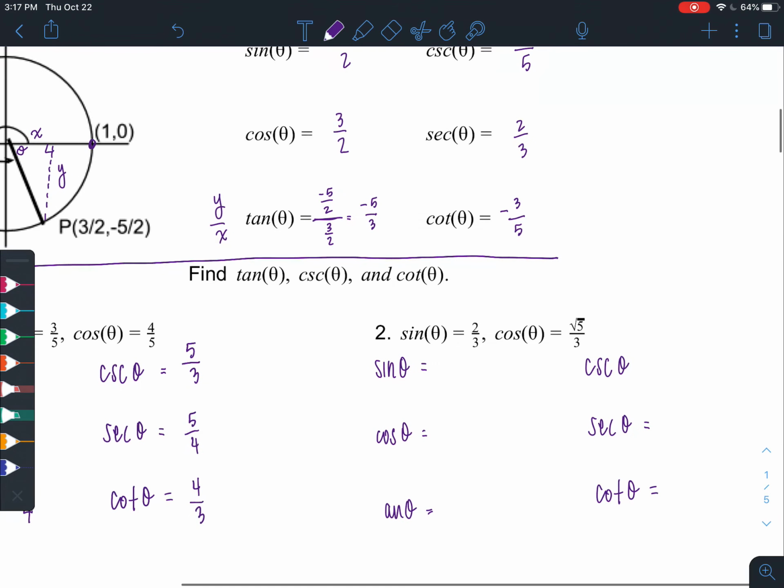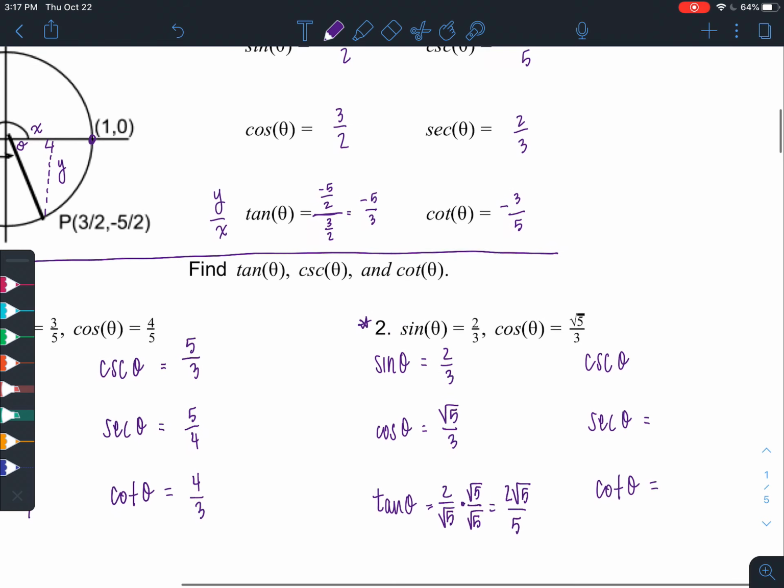Okay, go ahead and do this next one on your own. So sine is 2 over 3, cosine is radical 5 over 3. So then tangent is 2 over radical 5. We don't like radicals in the denominator, so we're going to multiply by radical 5 over radical 5. So we get 2 radical 5 over 5.